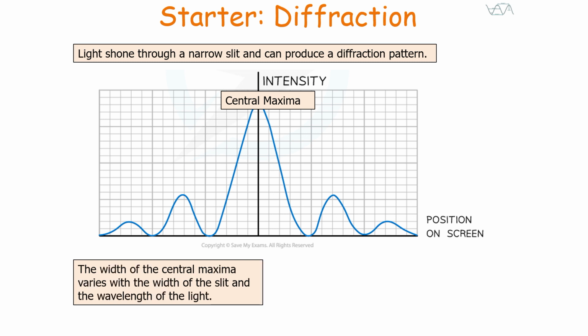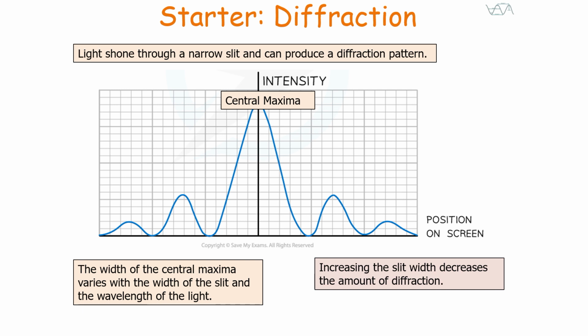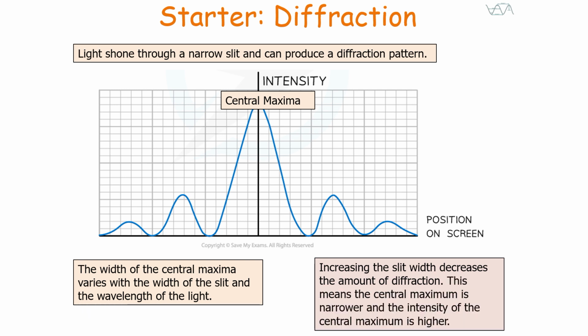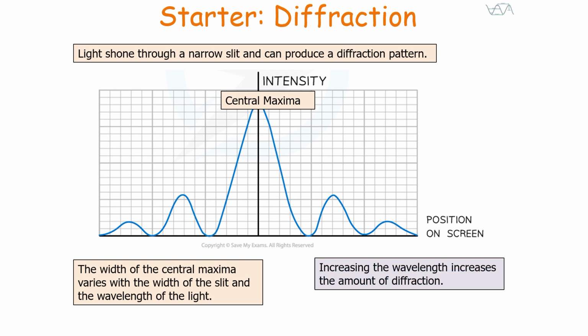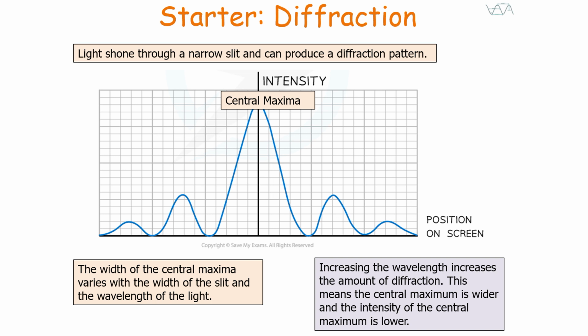Now, you'll notice as well that the width of the central maxima varies with the width of the slit and the wavelength of the light. Now, increasing the slit width will decrease the amount of diffraction, so this means that the central maxima is narrower and the intensity of the central maxima is higher, because your diffraction pattern has narrowed up and squashed in together. Whilst increasing the wavelength of the light source will increase the amount of diffraction, so it will cause your diffraction pattern to spread out. So this means that the central maxima is wider and the intensity of that central maxima is lower, because that light source has now been spread out over a greater distance.